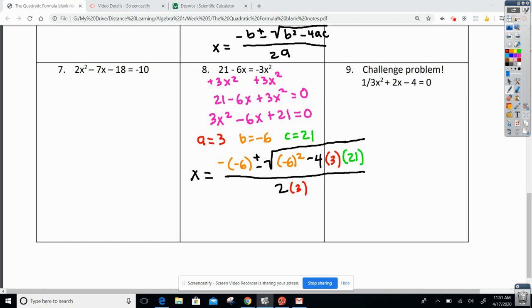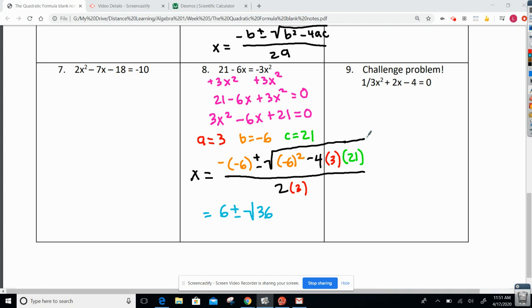Negative 6 is going to give me a positive 6, plus or minus the square root of negative 6 squared. Negative 6 times negative 6 gives me a positive 36. Then I have negative 4 times 3, which is negative 12, and negative 12 times a positive 21 is going to give me a negative 252. So I have 36 minus 252, and all of that is over 2 times 3, which is 6. Simplifying one more time, it gives me 6 plus or minus the square root of negative 216 over 6.